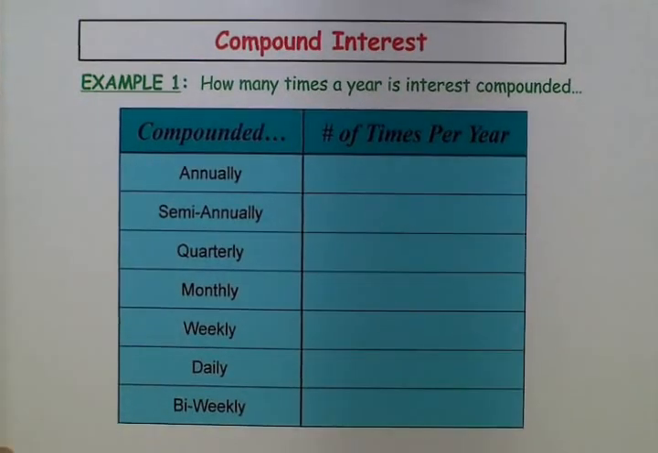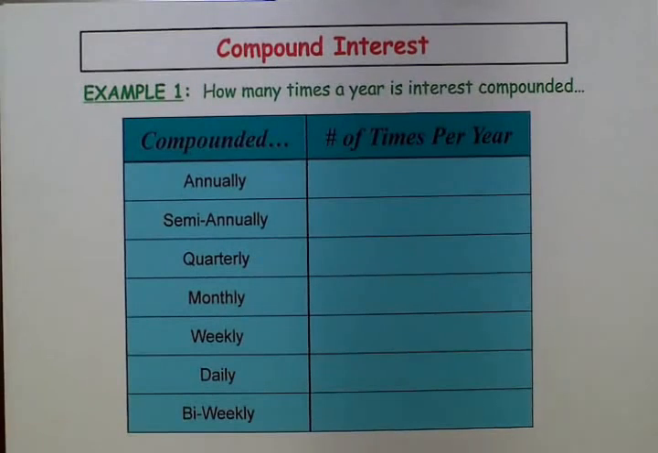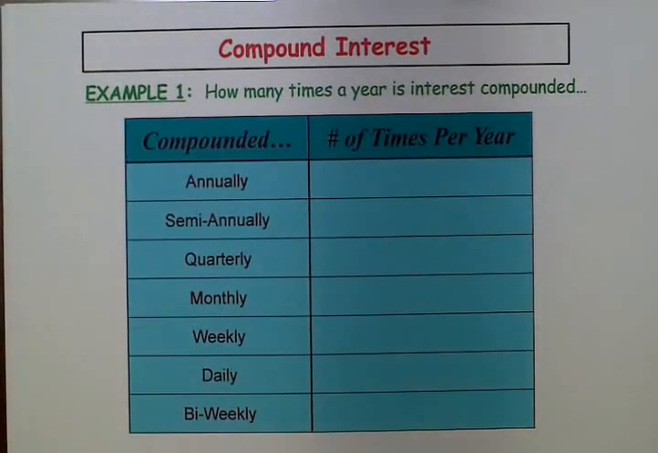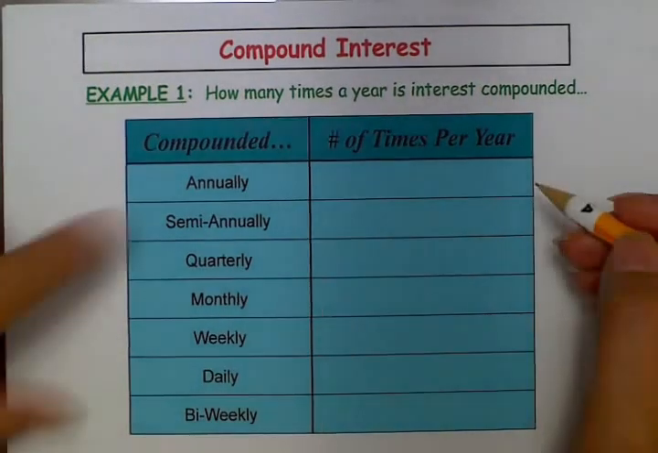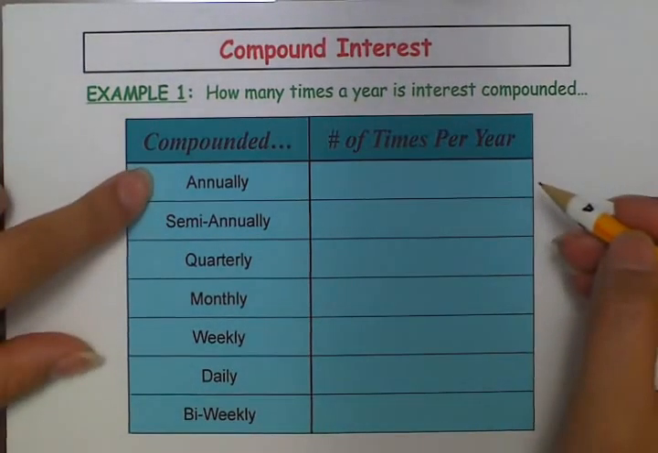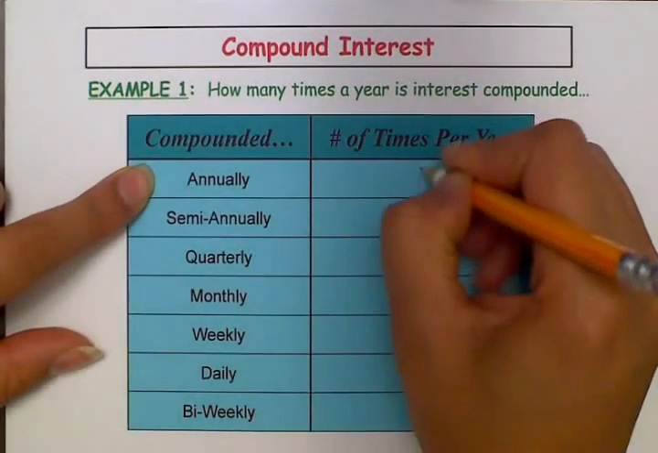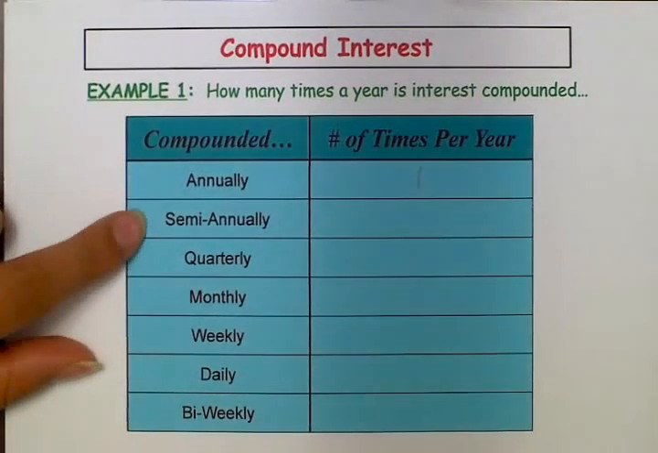So we want to figure out how many times a year each of these happen. And it's important to know these because it does change your interest rate. And it also changes your number of compounding periods. So if you're earning interest and it's compounded annually, then this is only happening once a year. If it's semi-annually, semi means twice, so twice a year.